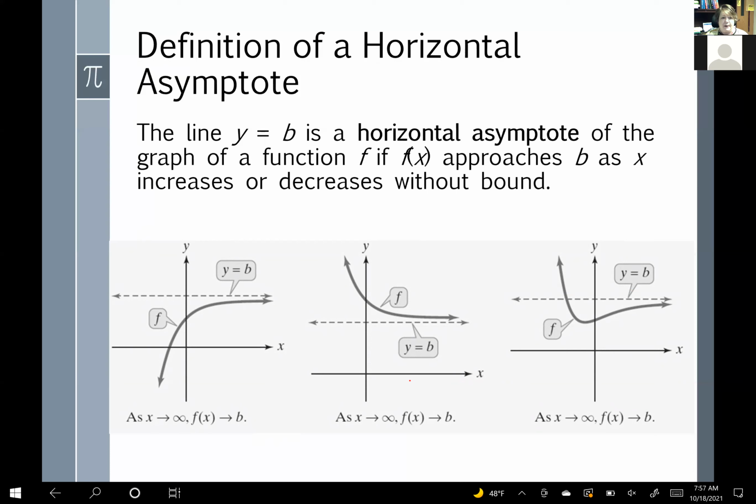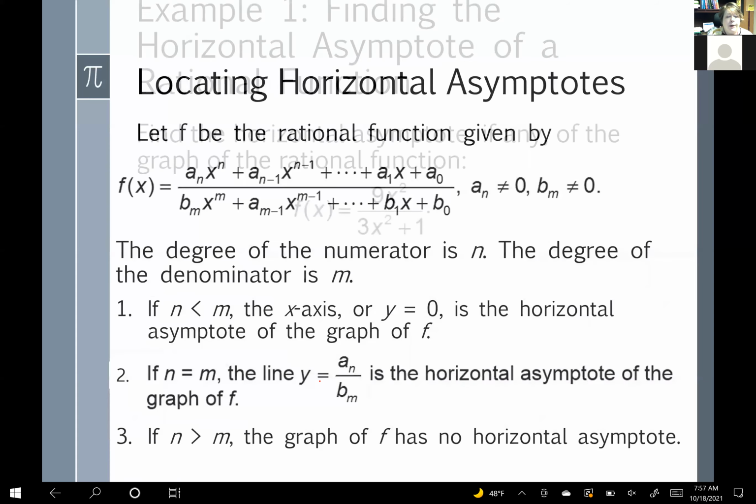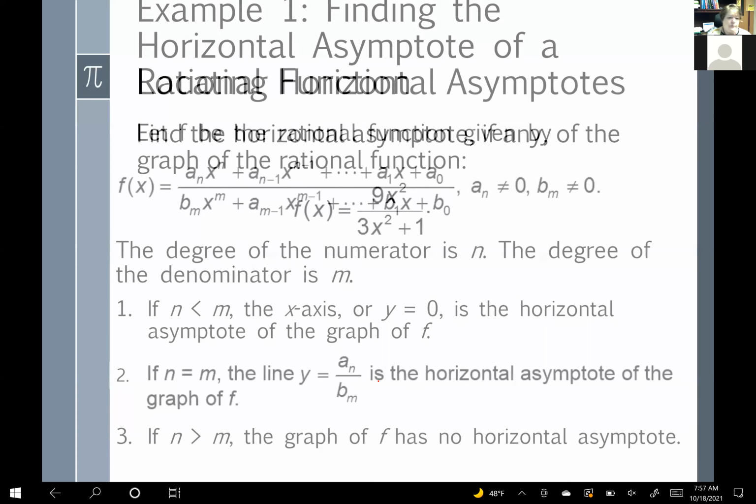Second, for the graph in the center, as we come from the negative x direction, our function's coming down and it's approaching this value for y. And then in the third graph, this illustrates the fact that horizontal asymptotes can be crossed. They can be touched. So it's purely a value that your function approaches as x increases without bound. Okay? So how do you find those? Well, you have rules.